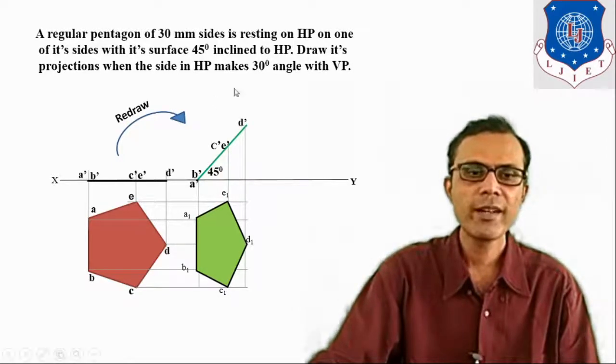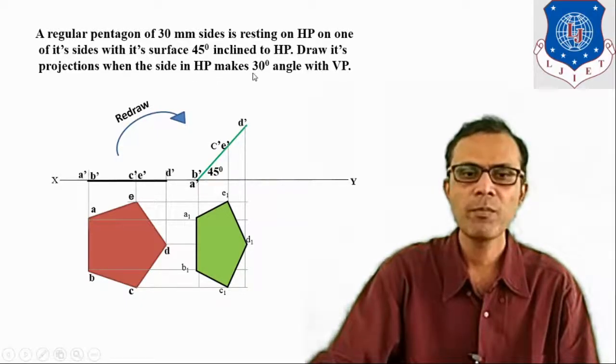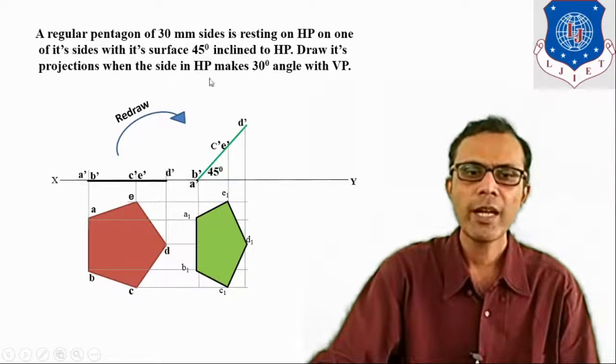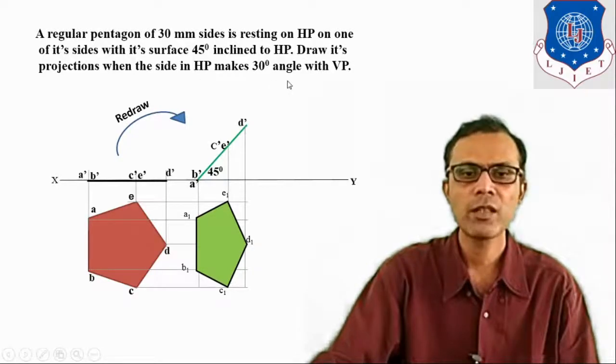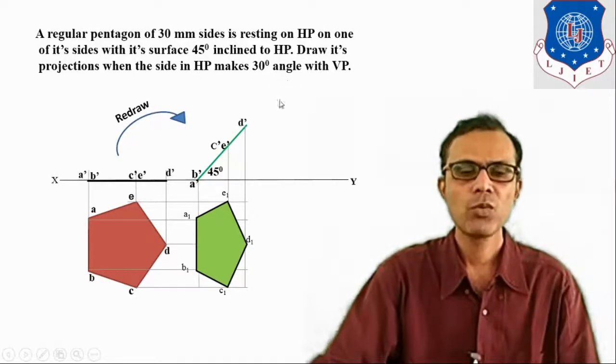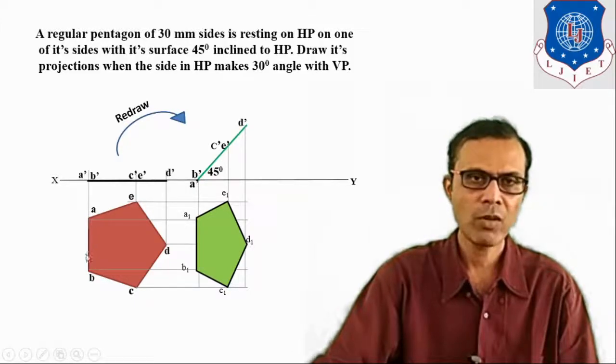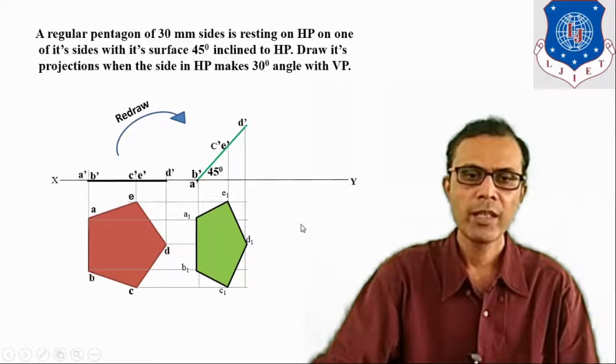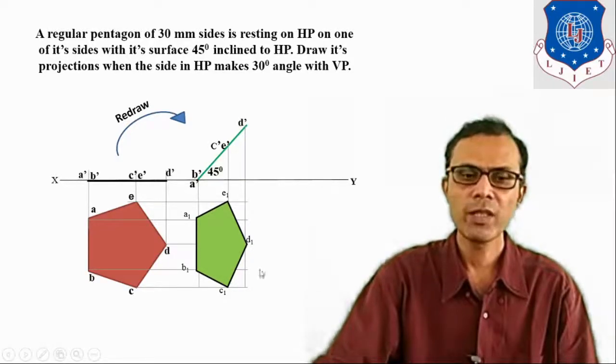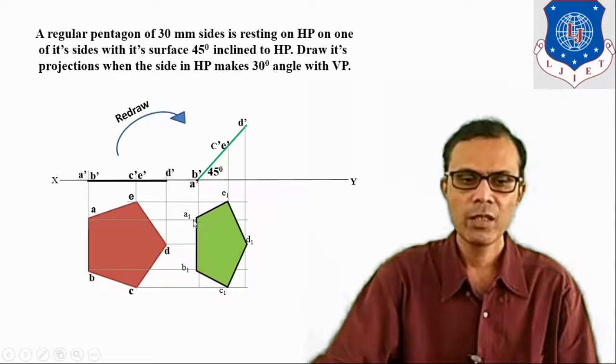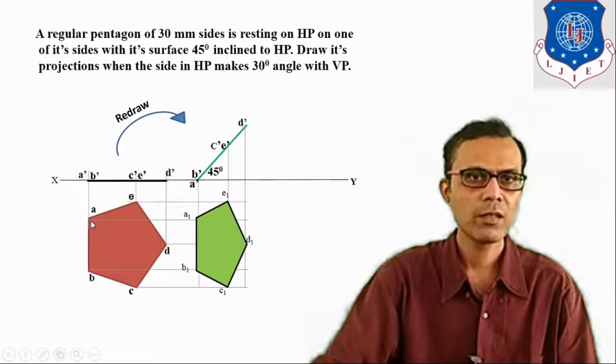Now the final stage condition is that the side on which it is inclined to HP makes 30 degrees, and the side on which it is resting makes 30 degrees with VP. So here the side is AB on which it is resting, and that side should be inclined at 30 degrees with VP. In the second stage you can see the dimension of side AB is not changing. It is similar to what it was in the first stage.